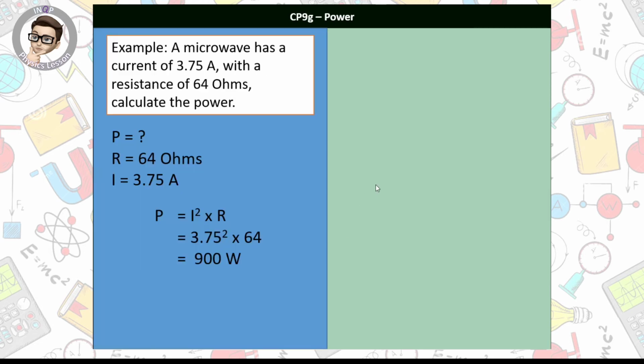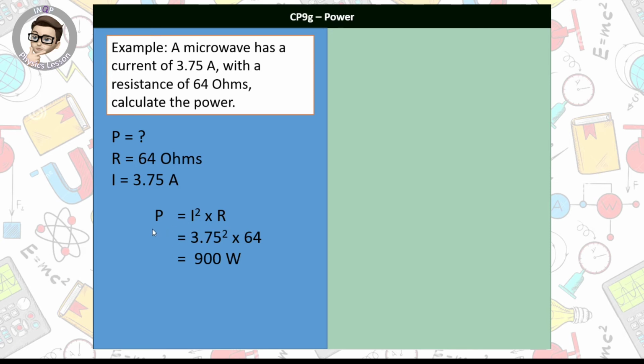As we've done with the previous equations, let's have a go at an example of this one. Here's our example. A microwave has a current of 3.75 amps with a resistance of 64 ohms. Calculate the power. We don't know power, so we'll put a question mark by it. We do know resistance, which is 64 ohms, so R equals 64 ohms. And we do know the current, 3.75 amps, so we'll write that in as well.